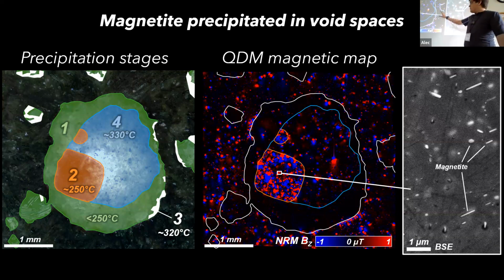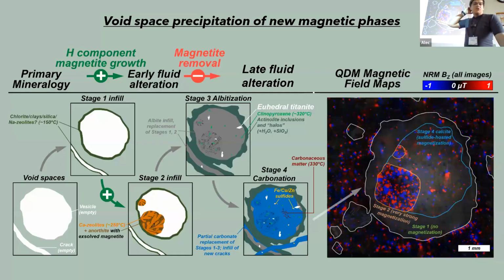It turns out that when you do electron microscopy on that specific stage, it's full of tiny exsolved magnetite needles that exsolved out of silicates that themselves precipitated at about 250 to 320 Celsius, give or take. This stage ends up hosting a pretty substantial fraction of the magnetization in this particular sample. So again, one more time, all of this is adding to our holistic alteration picture.